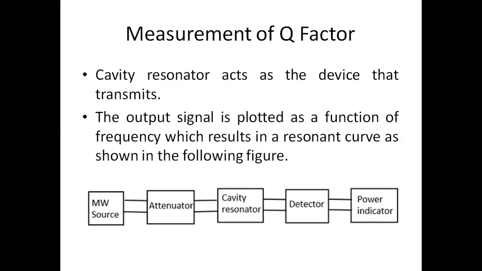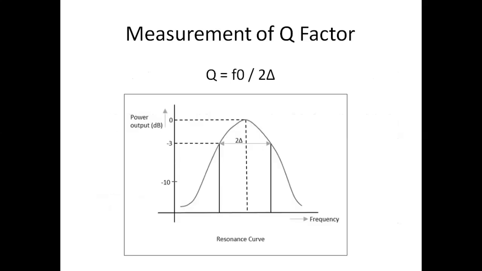The output of the setup is plotted as a function of the frequency, which results in the resonant curve, which is shown in the next slide. Here we are seeing the resonant curve of our microwave system. Using this resonant curve, we can measure the Q factor by using this formula.